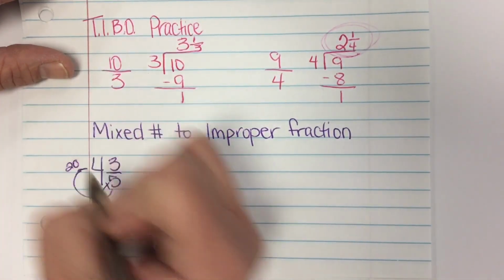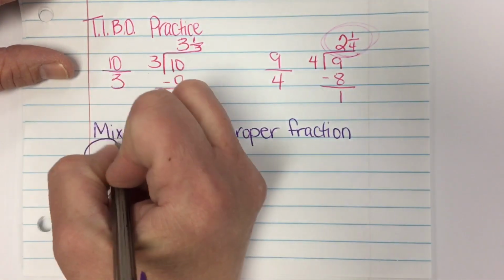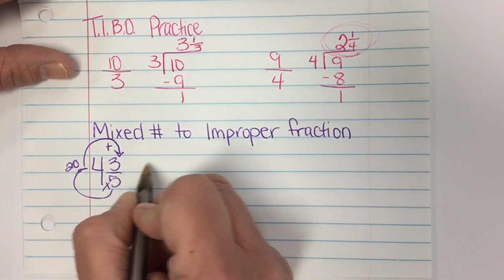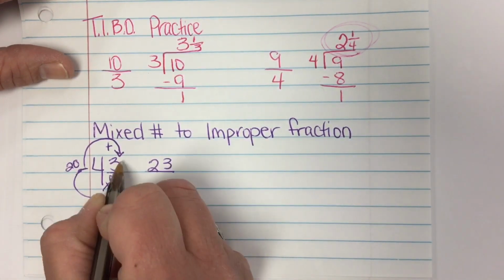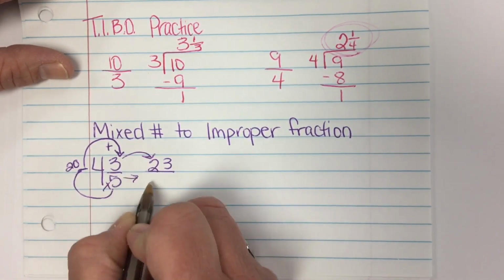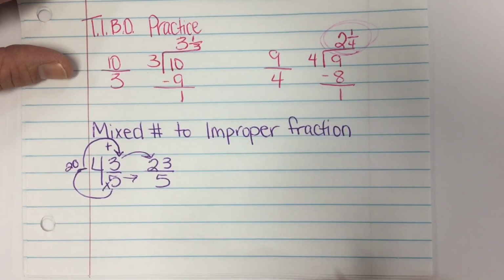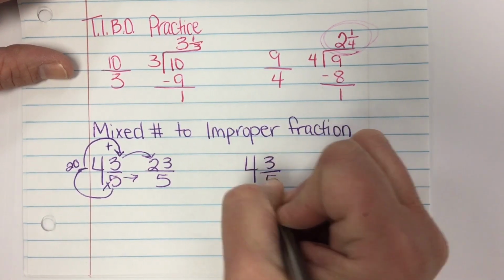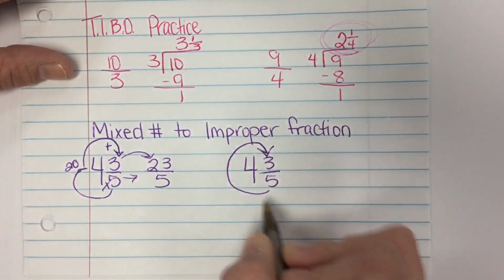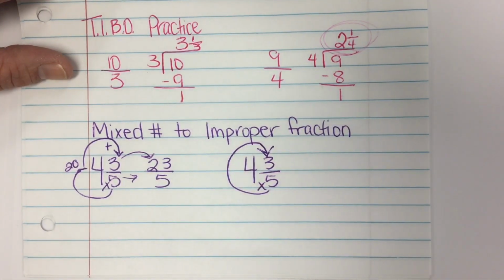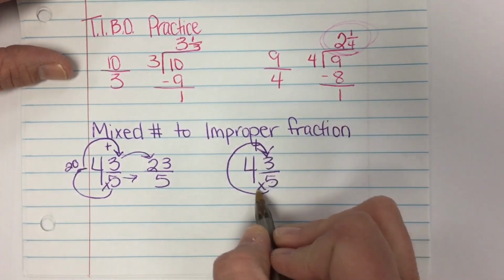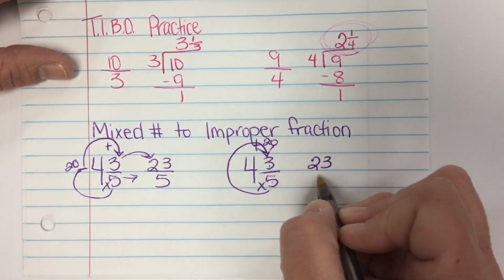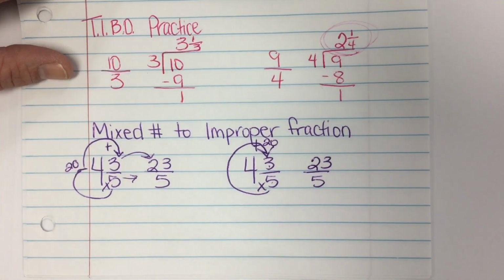Then we take that answer and add it to the numerator. 20 plus 3 is 23. And then the denominator stays the same. Or you could look at it and say the C method. 4 and 3/5, so we're doing a backward C. Start at the denominator, multiply down here, and add at the top. 5 times 4 is 20. 20 plus 3 is 23. The denominator stays the same. It will be 5.